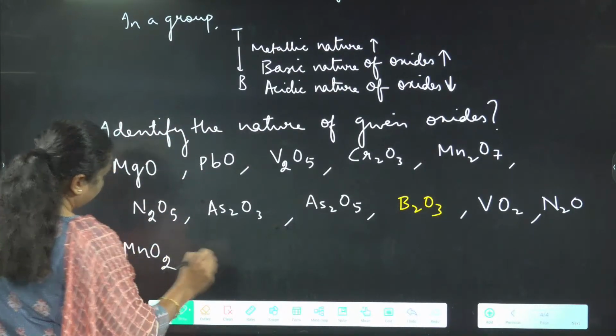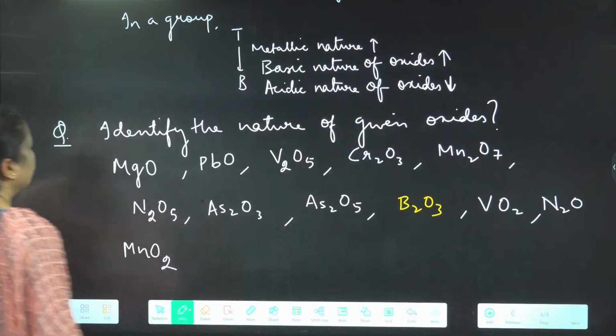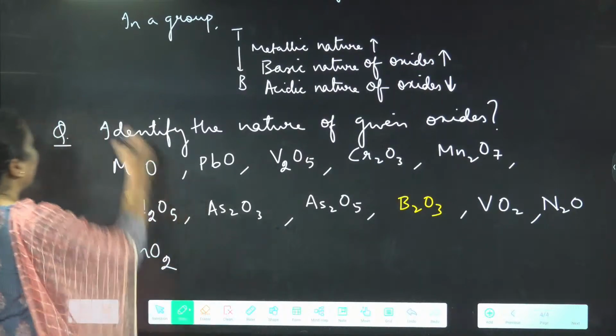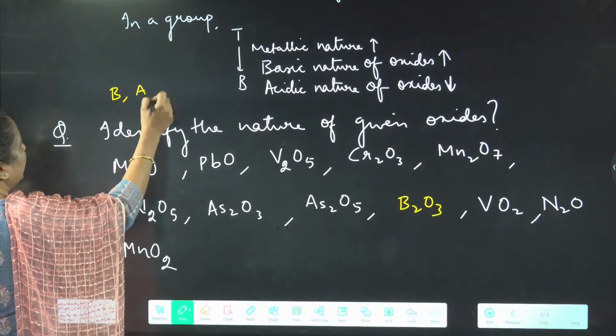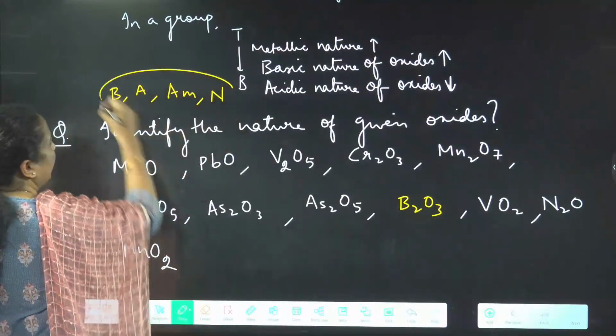I'll give you one more. For basic you write B, for acidic you write A, for amphoteric you write AM, and for neutral you can write N.